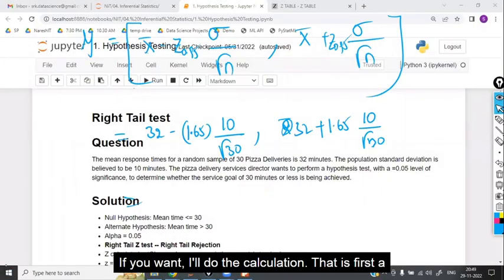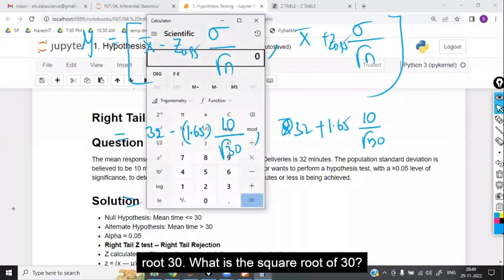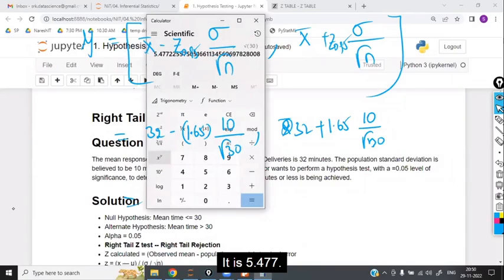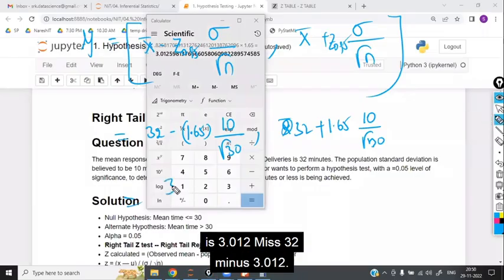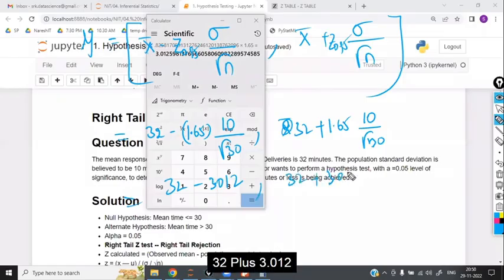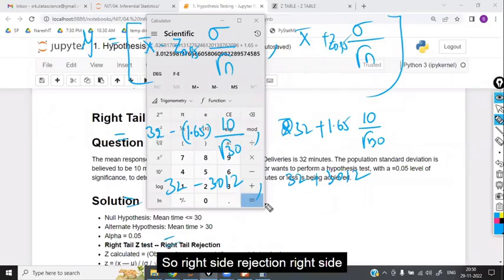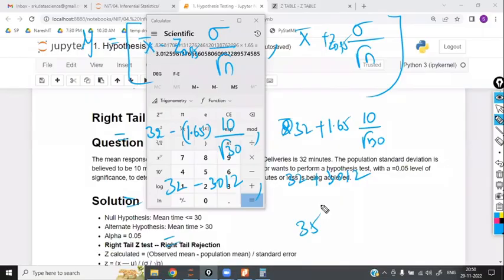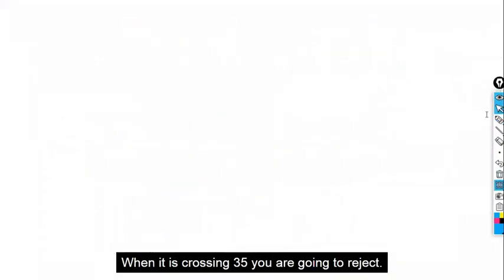If you want, I will do the calculation. First, the square root of 30. What is the square root of 30? It is 5.477. 10 divided by 5.477 is 1.825. Into 1.65, which is 3.012. Means 32 minus 3.012, and 32 plus 3.012. So right side rejection, when you are going to reject means when it is going to cross more than 35. When it is crossing 35, you are going to reject.